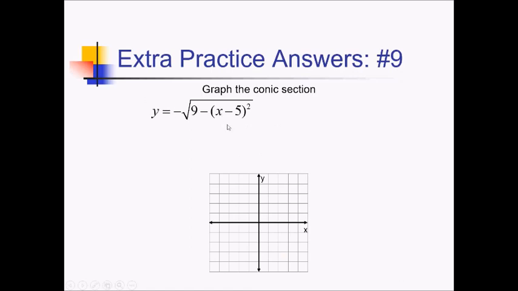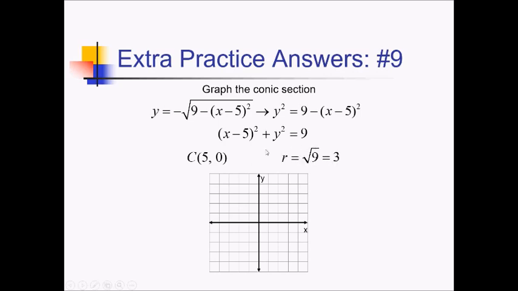On this problem, we have the square root of something squared. This is going to be a semicircle. So let me turn this into a circle just to figure out where the center and the radius are. So let me square both sides to start that process. That gives me y squared, and the square root's gone, so we'll just have 9 minus x minus 5 quantity squared. Then let's add the x minus 5 squared over to the left side. And now I have something that looks kind of like a circle. So the center of this would be 5 comma 0. Radius would be the square root of 9, which is 3.